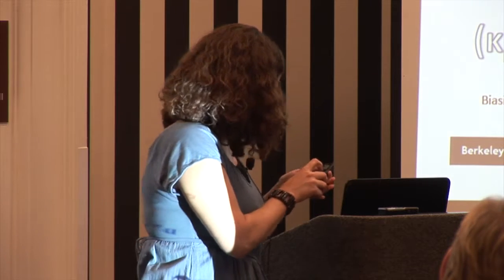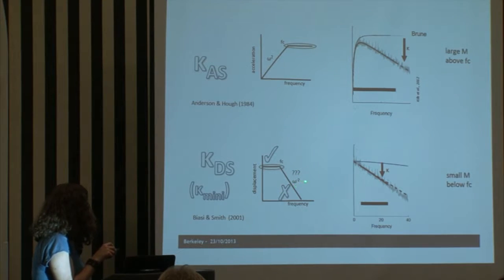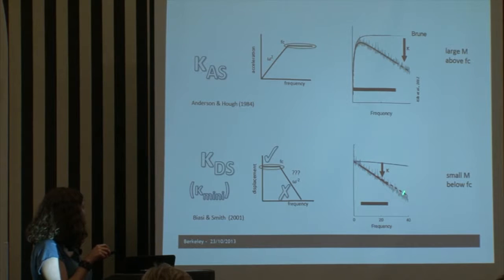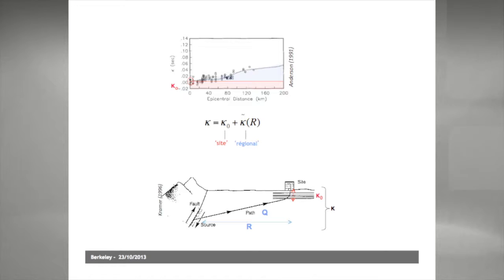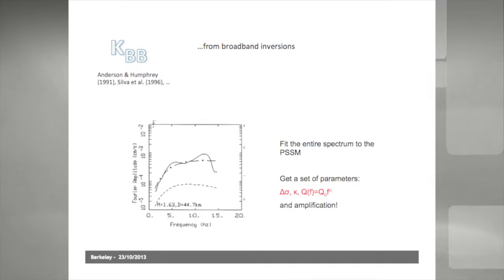Okay, so yeah, this here is kind of a no-no. The omega square we're not sure about, but we're pretty sure that on the displacement source model there should be a flat part, so kappa is the deviation from that. That's the Piazzi-Smith method. So that's kappa DS for displacement spectrum, or kappa mini. And whatever way you choose, then you have to just go back to zero distance and get your kappa not beneath your site. And then this method we haven't started applying, but it's the next step.